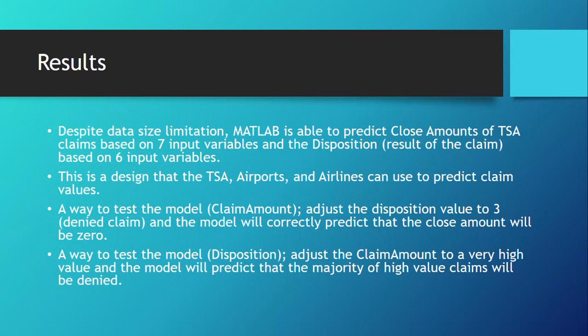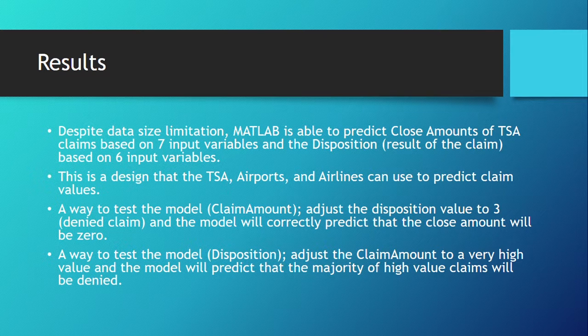added a way to test the claim amount model, which is leaving the disposition value in the variables. And so if you adjust that to 3, that means that the claim was denied, and my model will correctly predict that the close amount will be 0. And I mean, this seems pretty obvious, but I didn't add that in. The classification learner noticed that pattern on its own.